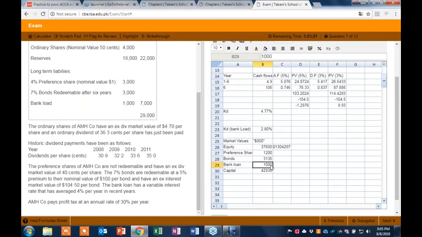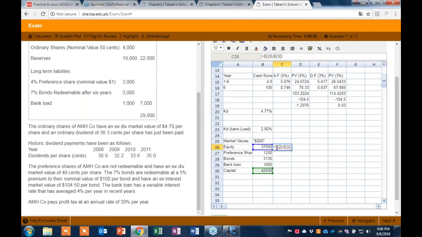With the bank loan, we don't need to do anything because a bank loan cannot be traded in the market. So if we sum all these together, it will give us the total market value of our capital. Now, if we want to calculate what percentage of the total capital is from the equity source, we have to divide 37,600 by 42,935. Here we go. And let's change the format to percentage. It gives us 87.57%.